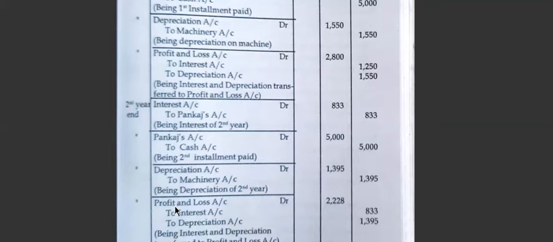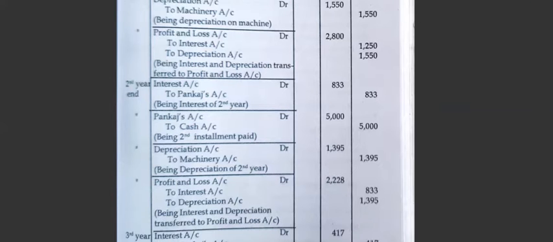Now transfer to profit and loss account. Profit and loss account debtor to interest account and to depreciation account. So interest is 833, depreciation is 1,395, total and write 2,228.